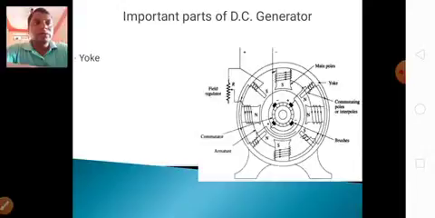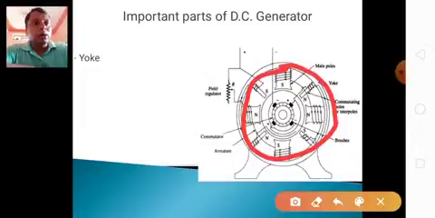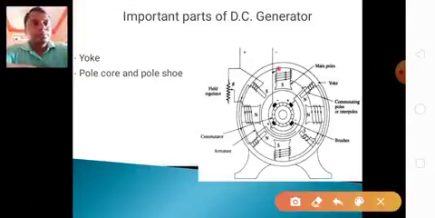The main parts of the DC generator. In a DC generator, the first part is the yoke. This is the yoke. The outer frame of a machine is called the yoke. And then pole core and pole shoe. Here this is the pole, and this is the pole shoe.